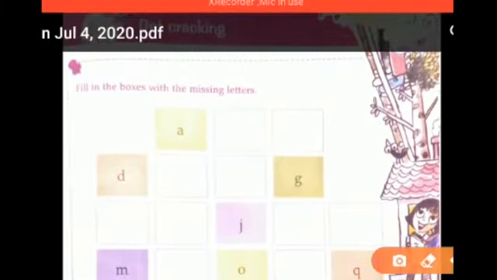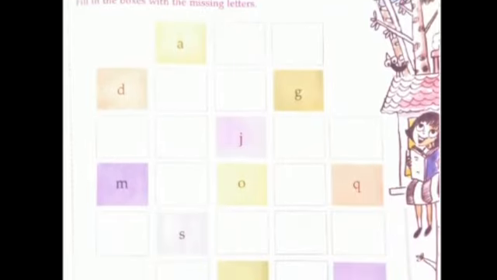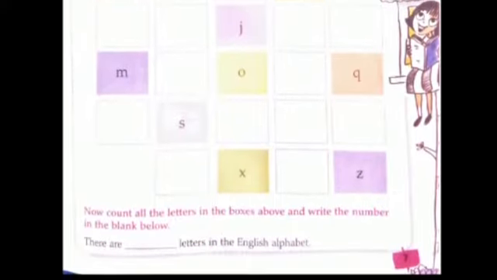Okay. Look at here. You have to write B, small b out here. Okay. So in a similar way, you have to fill all the boxes and complete the set of alphabet. Right? Okay.